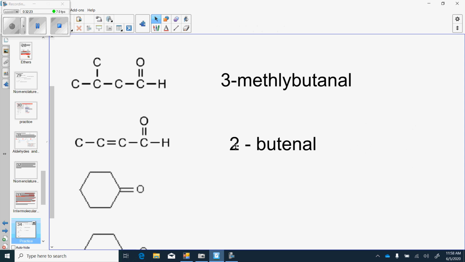People like to say, oh, is that where the double bond to the O is? No. We know it's at the end because of Al. That's where the double bond for the ene is.